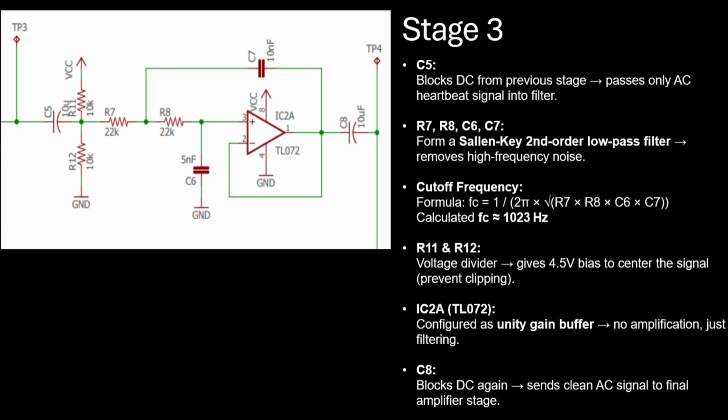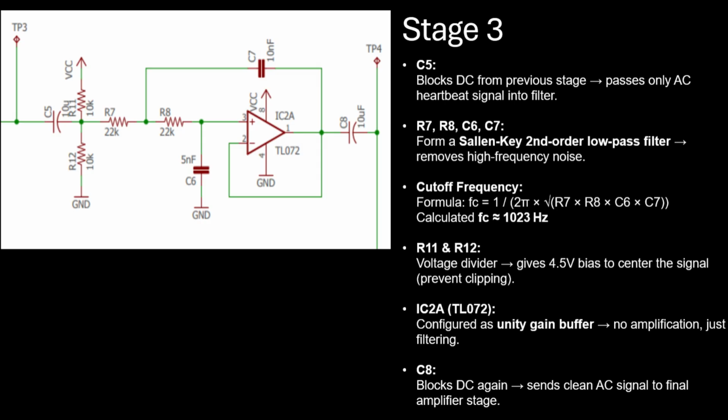Now, in stage 3, we use a second order low pass filter built using the IC2A op-amp, which is another part of the TL072. This stage is meant to remove high frequency noise while keeping the lower frequency heartbeat signal. The filter is built using a Sallen-Key configuration, which is a stable and widely used method. It gives a sharper roll-off of minus 40 dB per decade, compared to just minus 20 dB for a simple RC filter. The main components that define the filter are R7, R8, C6, and C7.